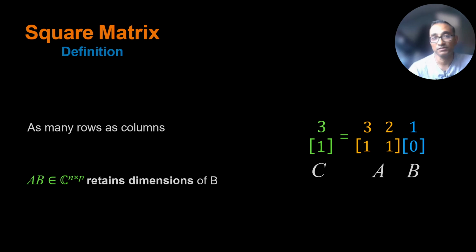Extending the definition further, we have square matrices, where we have the same number of rows as columns, and you can multiply them with any matrices. Again, remember the rule: the result will hold the dimensions of the matrix that it is multiplied with. For example, here A is multiplied by V, holding the dimensions of V. The number of rows is 2 and the number of columns is 1.